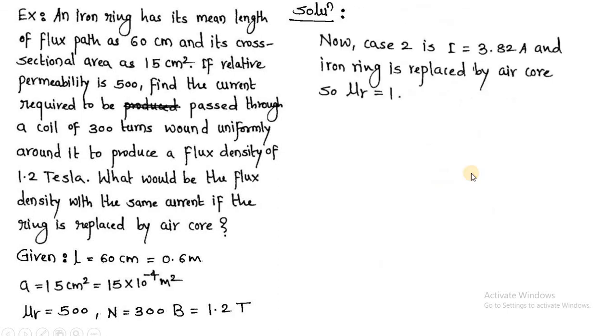Okay, so now just see, in case 2, I is equal to 3.82 ampere and the ring is replaced by air core. If the ring is replaced by air core, which value are you going to change? This value, mu r. In the first part, you used mu r 500. But in the second part, what will be the value of mu r you will use? 1. Because the ring is now the air core. It is not now an iron ring.